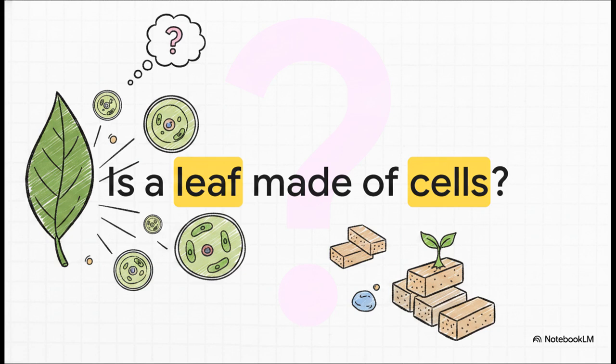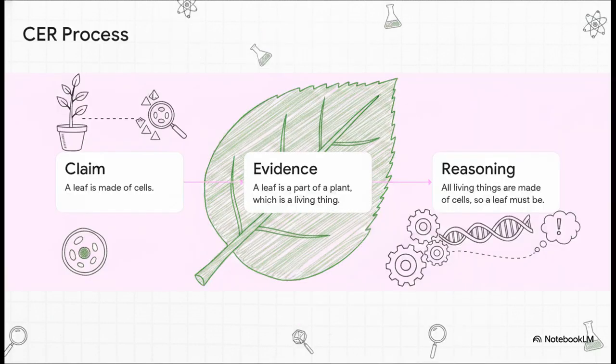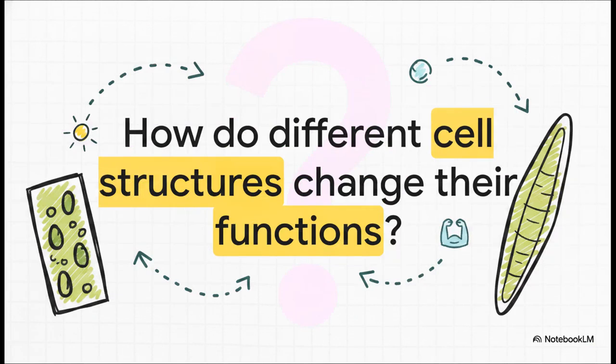All right, let's break down how a scientist would argue it. So the crucial point is how we connect the dots here. Step 1 is our claim. Yes, a leaf is made of cells. Step 2 is our evidence, which is just an observable fact. A leaf is a part of a plant, and a plant is a living thing. Then step 3 is our reasoning, and this is where we bring those biological rules back into the mix. Because the rules dictate that all living things are made of cells, and a leaf is part of a living thing, well, it absolutely must be made of cells. Perfect, undeniable scientific logic.